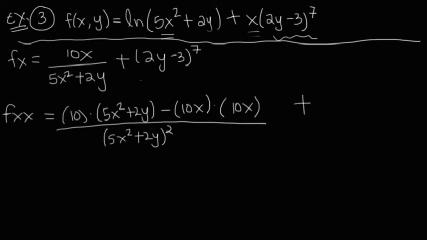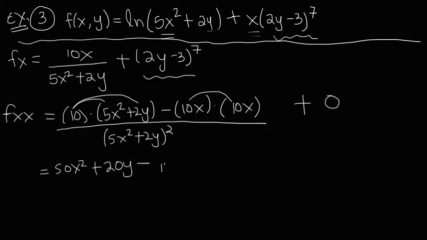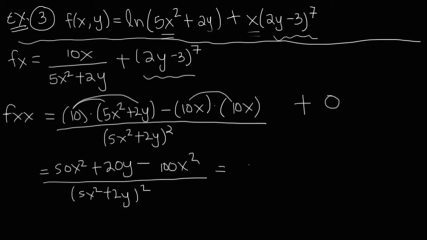And then plus, now what do I do with the (2y - 3)^7? Well, all of that doesn't have an x in it, so that becomes a 0. Okay, and now I'm just going to simplify. So the 10 is going to multiply into the bracket, and then these two terms are going to multiply as well. So I'm going to get 50x squared plus 20y minus 100x squared divided by the bottom, which stays the same. I wouldn't expand it. I don't think they're going to expand on the test, so don't bother with that.